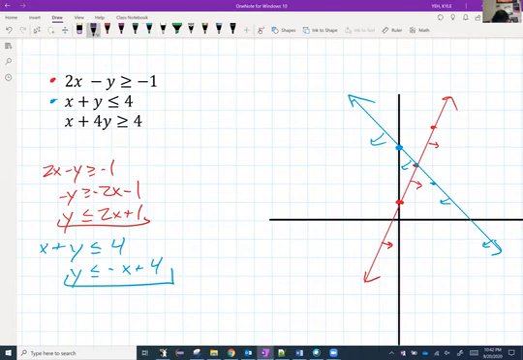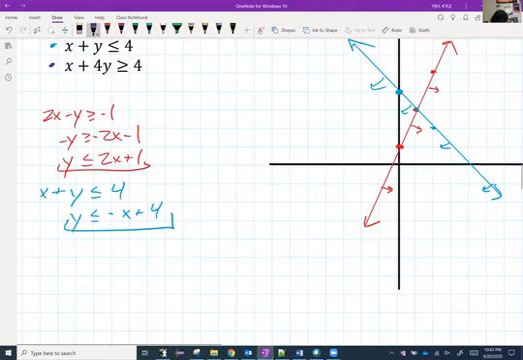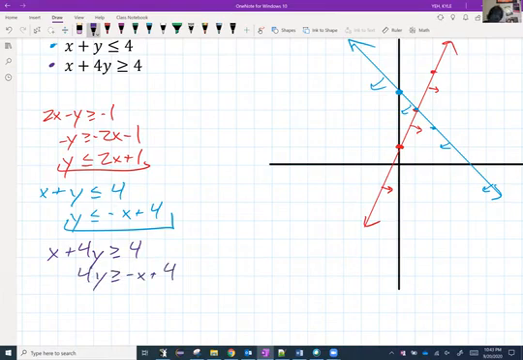One more line to graph before that happens. Do I have room? Yeah, I do. x plus 4y is greater than or equal to 4. That means 4y is greater than or equal to negative x plus 4 if we're getting in slope-intercept form. And y is greater than or equal to negative 1/4 x plus 1 when we divide by that 4 on both sides. So plus 1 and down 1 over 4.